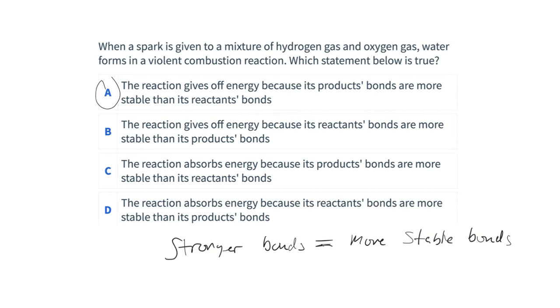And so if a reaction absorbed energy, then the exact opposite would be true. The products' bonds would be weaker or less stable. And so the reaction is definitely giving energy off. It's definitely not absorbing energy. And then the reactants' bonds are not more stable than the products. The reaction gives off energy because the products' bonds are stronger, more stable.